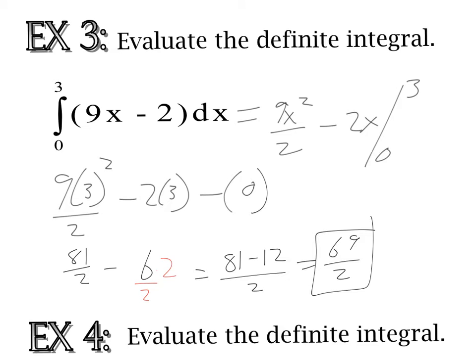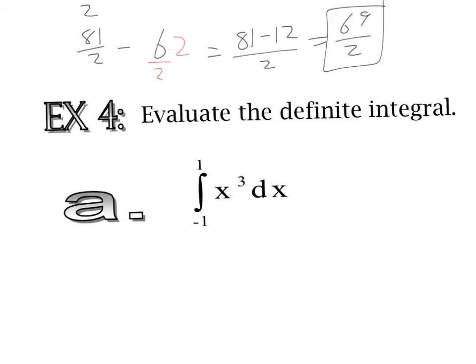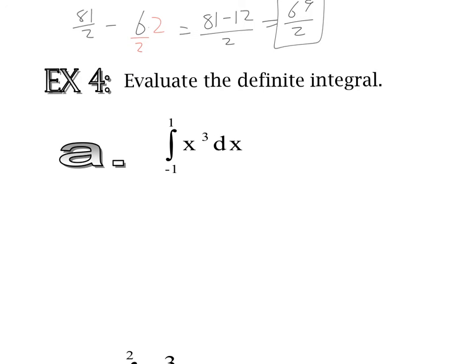And there you go. We've evaluated the definite integral. Let's go to the next one. Okay, this is one that we already did, and we saw that it was going to end up being 0. We could do it one more time here just to see why.